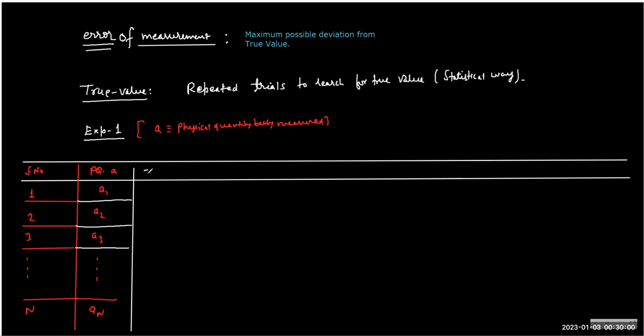So what is the true value? What is the truth here? The true value is actually called the mean value. And statistically, the mean is the truth. If you don't tell me the truth, I'll find the mean. So what is the mean value here? A1 plus A2 plus dot dot dot AN, upon capital N.